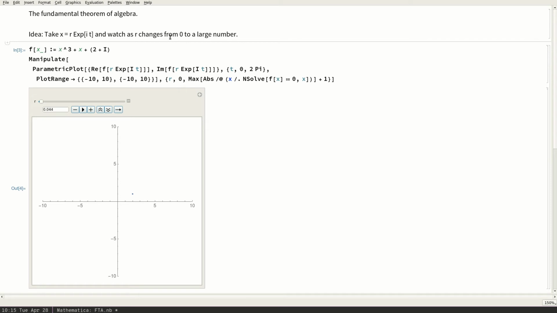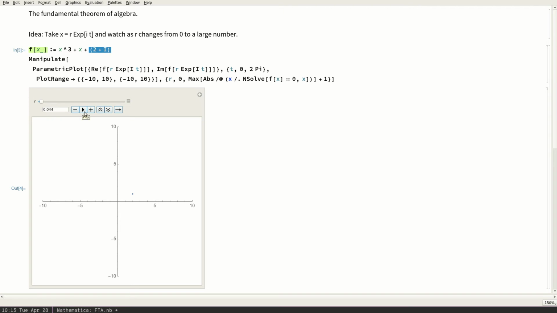Okay, so if r is close to 0, then my function f of x, or f of r e to the i t, will be very close to the constant term in my polynomial, 2 plus i. So you can see here in this picture, when r is close to 0, this value of r is 0.044, my plot of my function is very close to the number 2 plus i, my complex coefficient.